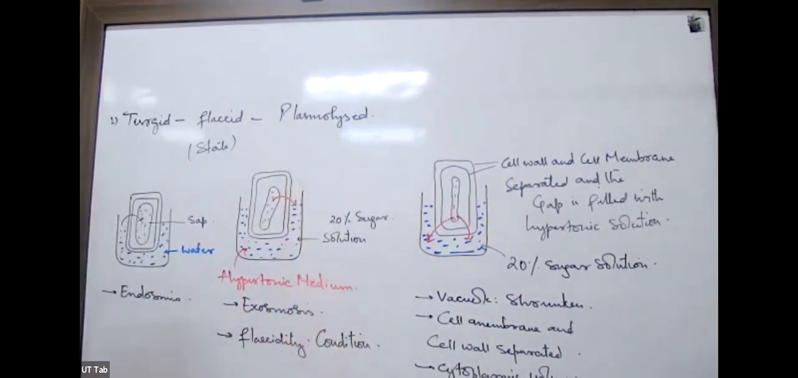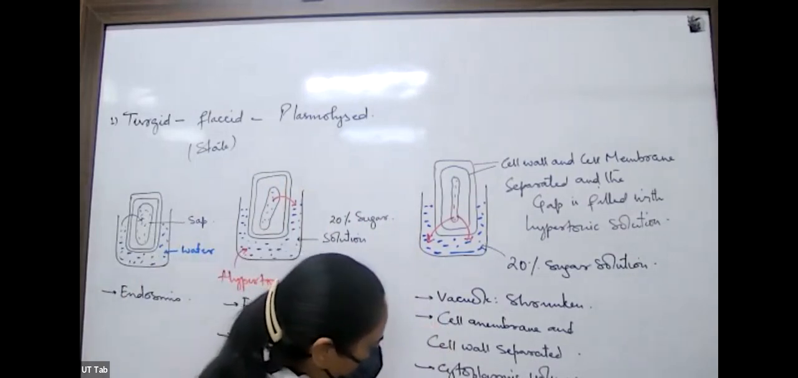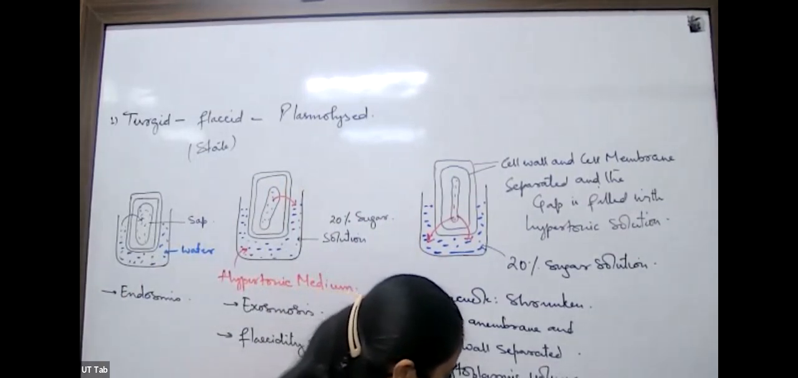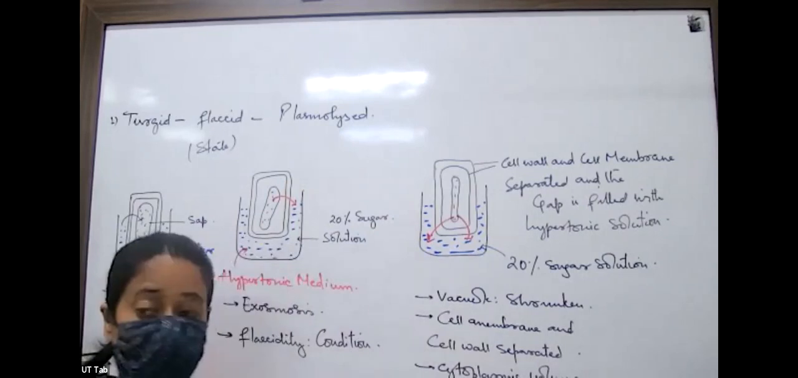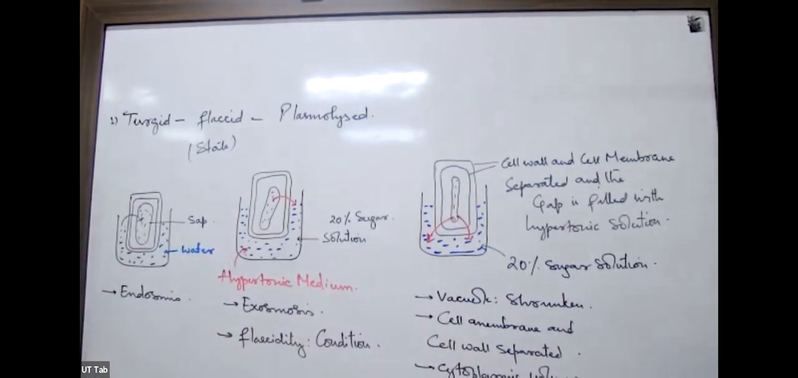In the flaccid condition we have seen that the process of exosmosis happens, and here also the process of exosmosis is happening, but for a longer time. When a flaccid cell undergoes exosmosis for an even longer time, then only the cell undergoes plasmolysis. So what is plasmolysis? A condition when the cell is almost on the verge of dying.